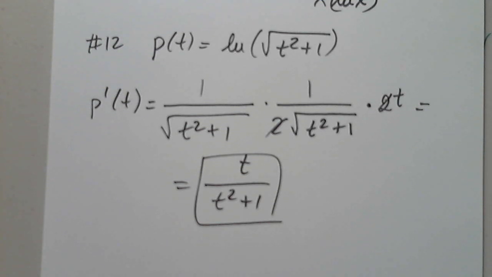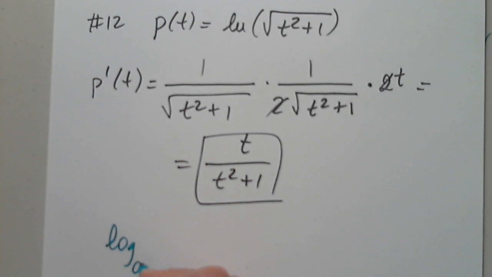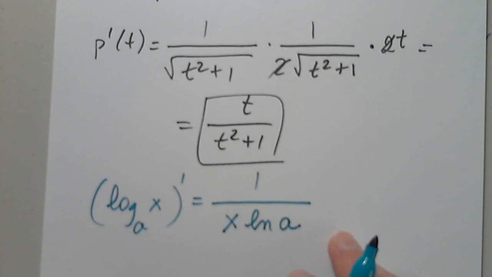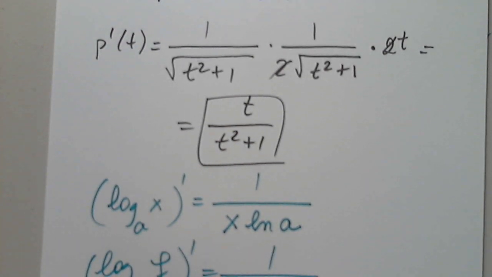Final formula, and I promise this is final, is when we have log base a of x prime, we have 1 over x natural log a. Now if we have a function, log base a of a function prime, everything is the same, 1 over the function natural log a times, of course, f prime. So now we are ready to look at any example with a base other than e.